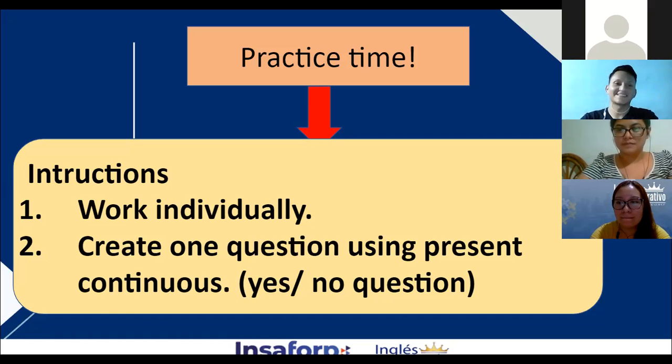Edwin, are you ready, Edwin? Yes. Ready, Edwin. What are you wearing, Edwin? What are you wearing? Okay, I'm wearing a t-shirt, shorts, and flip-flops. Very good. Yeah, it's very good. Edwin, what is the teacher doing?